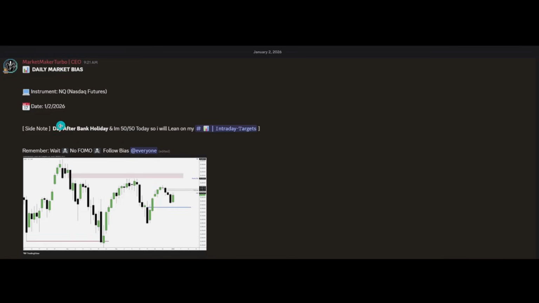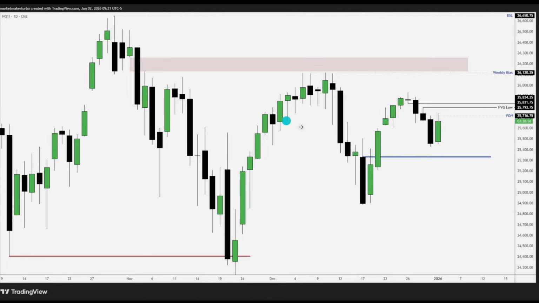This was my daily bias. I was saying it's a day after a bank holiday. I'm 50-50. I'm going to lean on my intraday targets. So you can see on the daily, this is what it looked like exactly at the open. We still have this fair value gap up here. We still have a key level down here, and it's not up for you to be like, oh, it's coming down here, or yeah, it's for sure going up there.